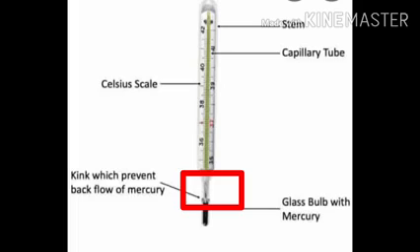What is the use of the kink? Answer: it prevents the mercury level from falling on its own.